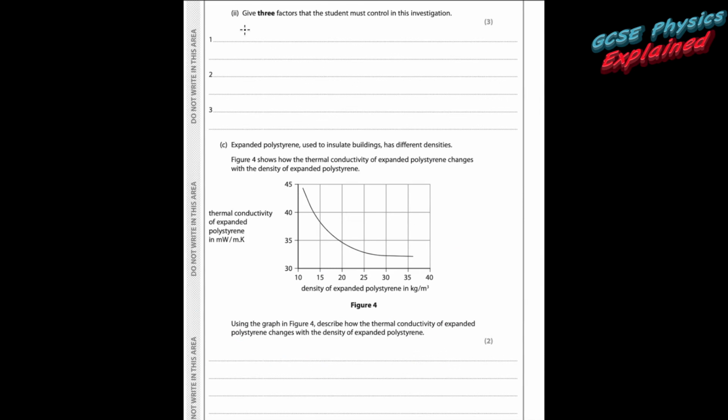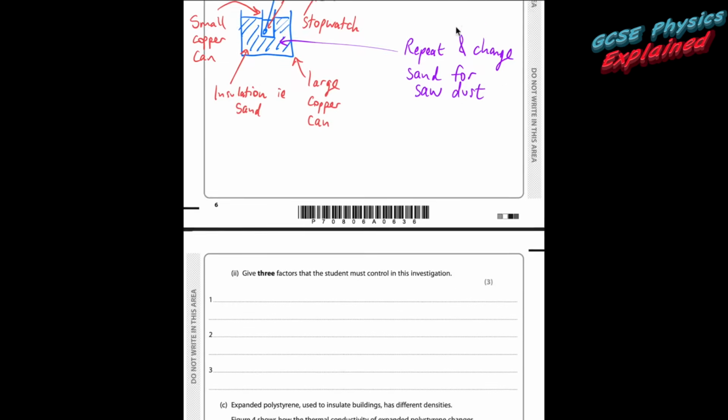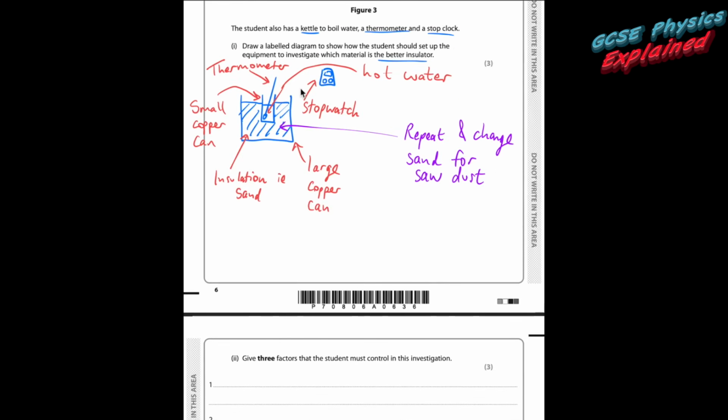Part 2. Give 3 factors that the student must control in this investigation. Right, we'd better keep the mass of the insulation constant. We need to keep the volume of water constant. And we need to keep the starting temperature of the water constant. You can also make sure that the time interval that you allow the experiment to run for is also constant.